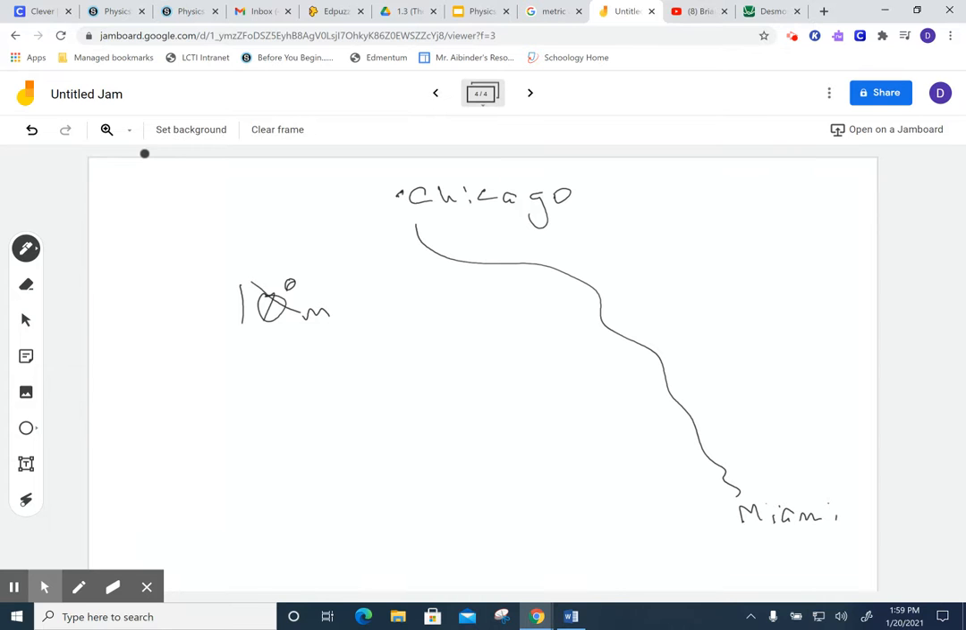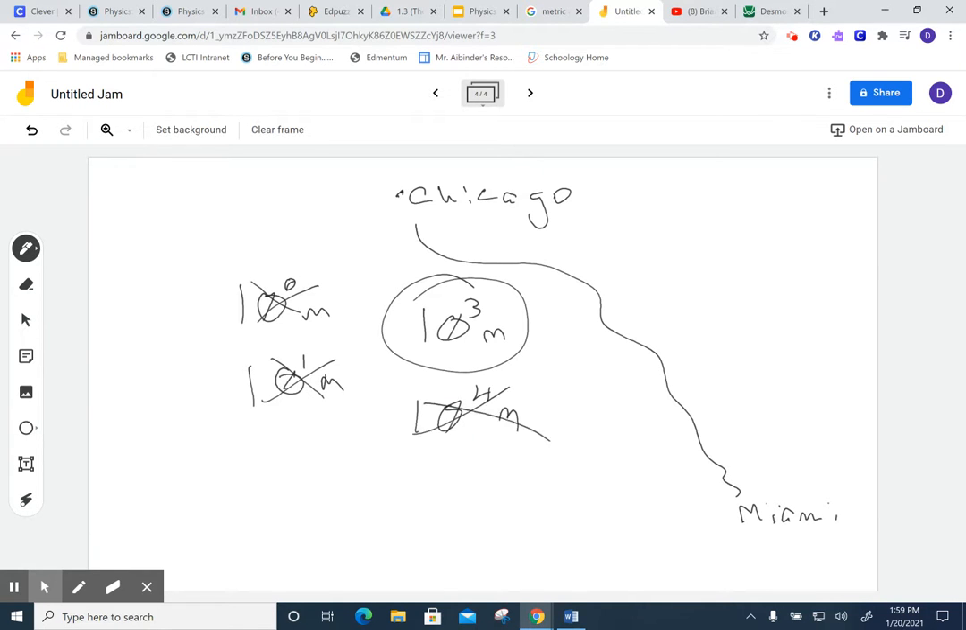No, too small. Is it going to be like 10 to the first meters, which is 10 to the 1? No, too small. What about 10 to the third meters? Well, 10 to the third is 1,000. And it is about 1,500 miles, I believe. So that's what it would be. It would be on the order of thousands. Now, if you went 10 to the fourth, 10,000. Nah, that's way too big. Okay. Now let's go back.